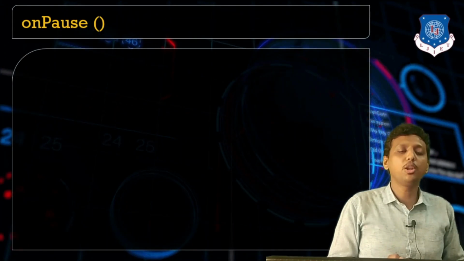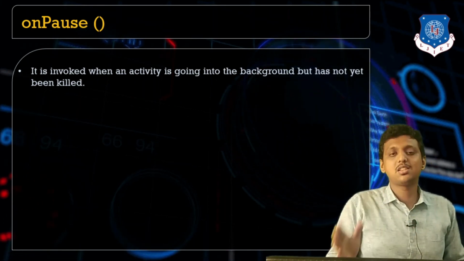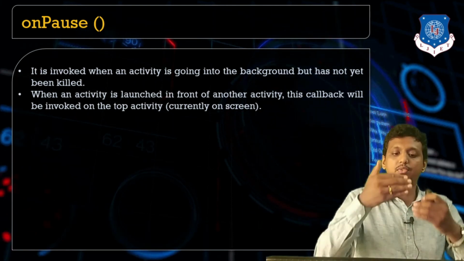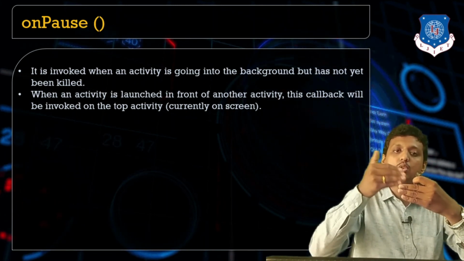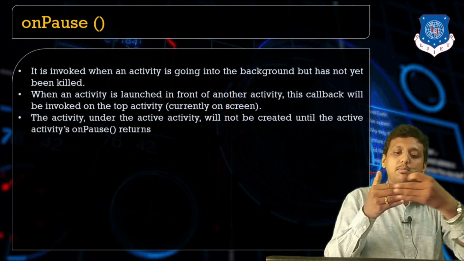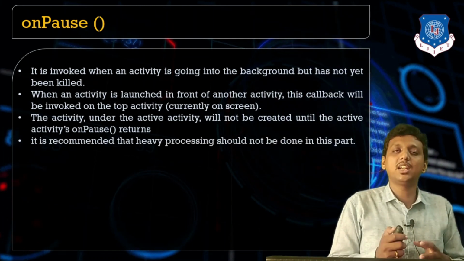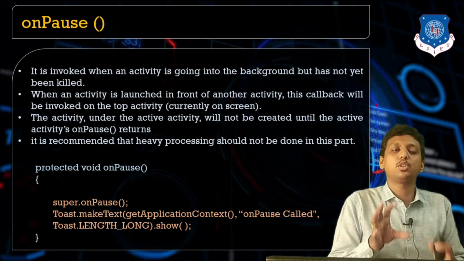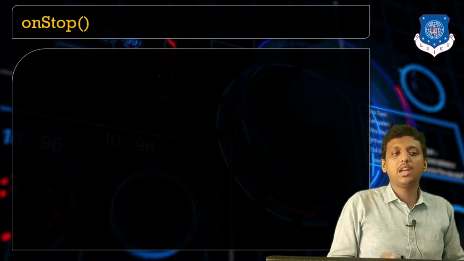Next, the onPause method. It is invoked when the activity is going into the background, then the system calls the onPause method. It is also called when the activity is launched in front of another activity. If one activity is launched in front of another activity, this callback will occur. The first activity goes into the pause state, and when I get back from activity 2, the activity will be resumed. It is recommended that heavy processes should not be done in the pause state. If you think a particular process is heavy logic, it should not be in the pause state.